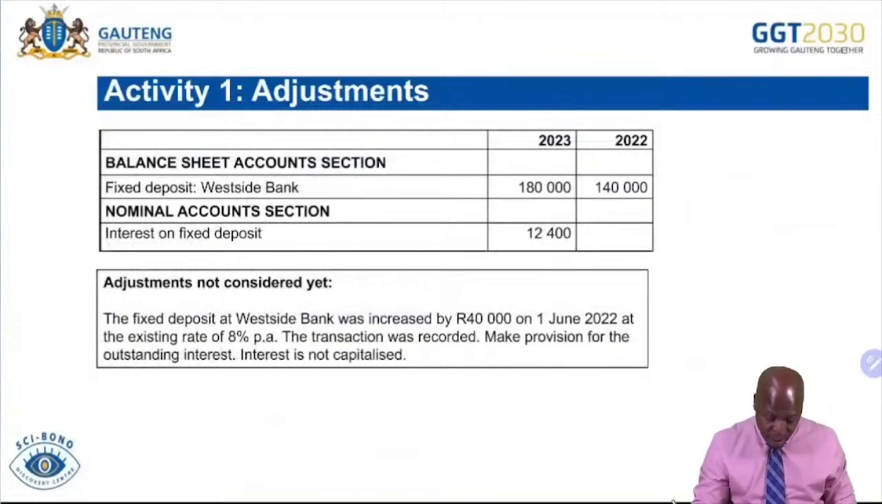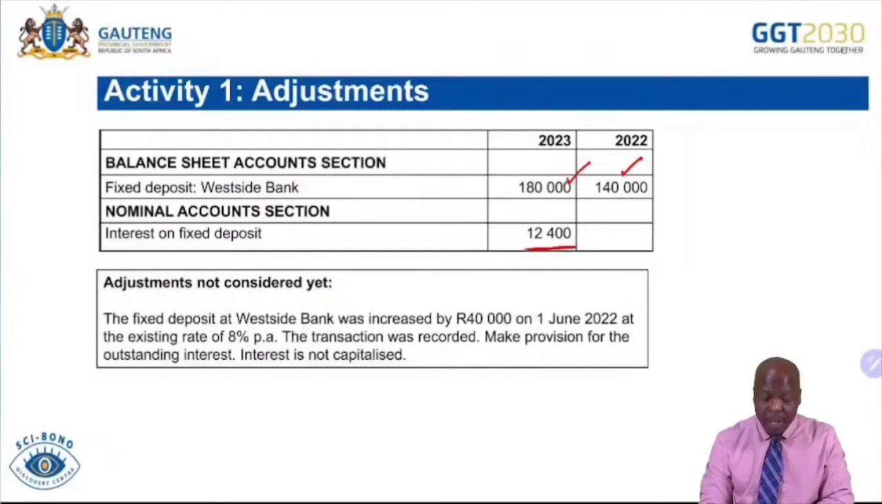And it reads, fixed deposit from West Side Bank. Okay, so we have a fixed deposit. In 2022, it was 140,000, and then it became 180. That means the fixed deposit is increased. All right, then the interest on fixed deposit that we've received is 12,400. This is the interest that we have received. Adjustments not yet considered. The fixed deposit at West Side Bank was increased. Okay, now that explains why here we have 140 and here we have 180.